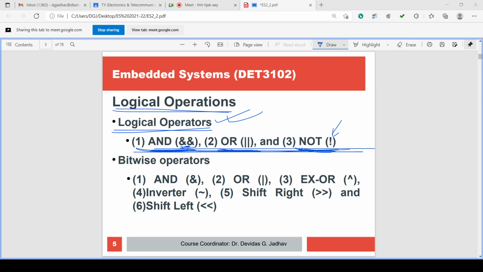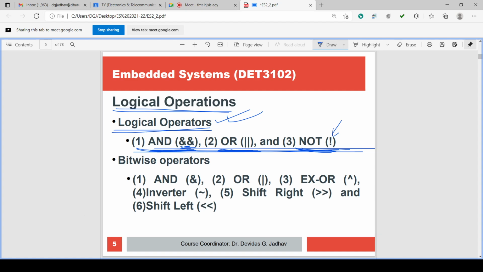This is there in C programming as well, and we can use it in embedded also. For a complete register, suppose there is 1 byte, 1 word, for a complete byte or one more byte, we can have the ANDing operation, ORing operation, XORing operation, etc. But for 1 byte we can have the inverting operation, NOT.